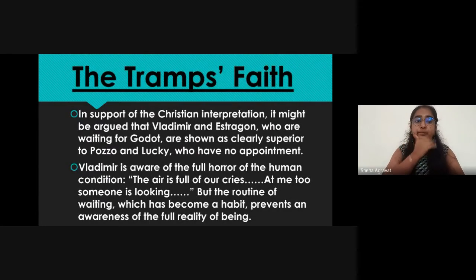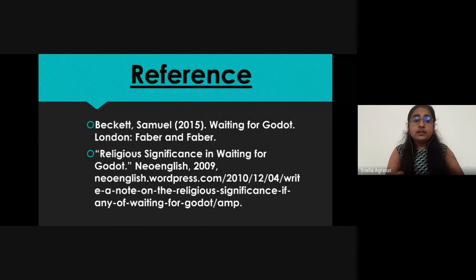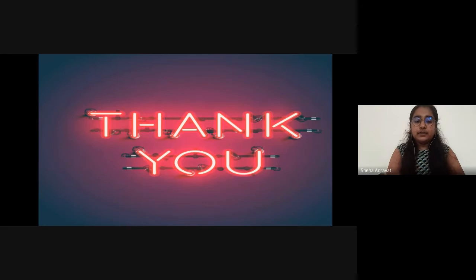In support of the Christian interpretation, it might be argued that Vladimir and Estragon, who are waiting for Godot, are shown as clearly superior to Pozzo and Lucky, who have no appointment. Vladimir is aware of the full horror of the human condition. He says that the air is full of our cries, and that to me too someone is looking. But the routine of waiting, which has become a habit, prevents an awareness of the full reality of being. Here are my references. Thank you.